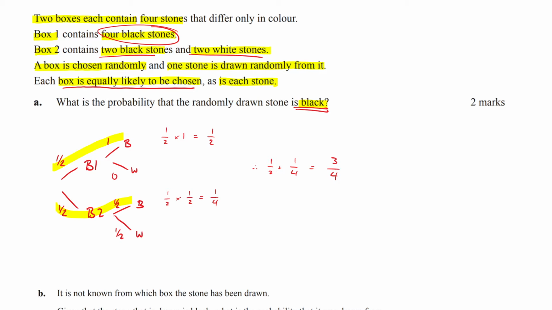So don't be like me, don't make stupid mistakes. A half times 1 is a half. What was I thinking? All right, there we go. 3/4. We then move on to our next one.